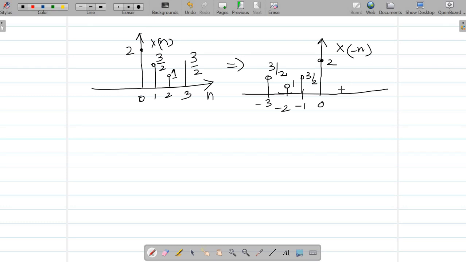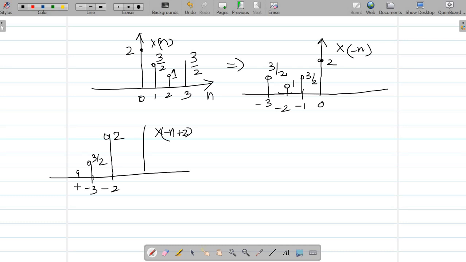So we have done a time reversal operation. Now I can do a time advance operation. Let us say I want to advance a signal, deriving the signal advanced by 2 units. If I advance this by 2 units, at negative 2, I'll be having 2. At negative 3, I'll be having 3 by 2. At negative 4, I'll be having 1, and again at negative 5, I'll be having 3 by 2.